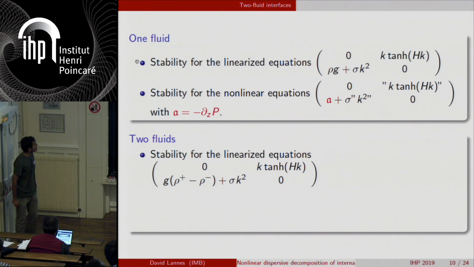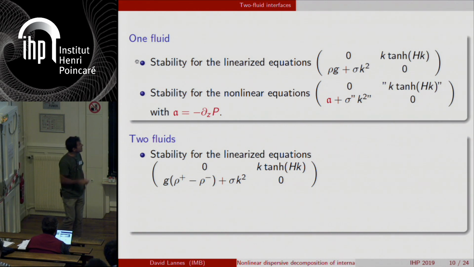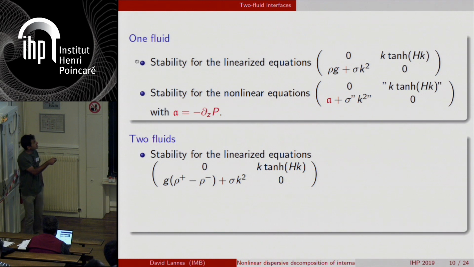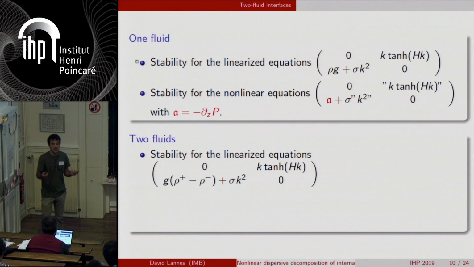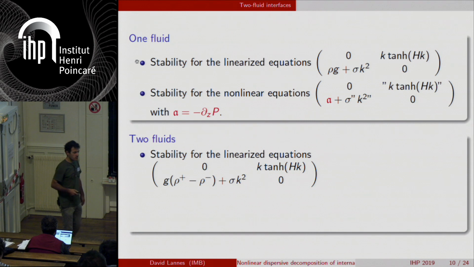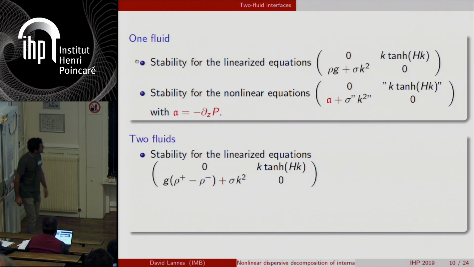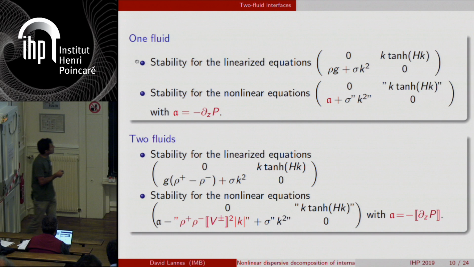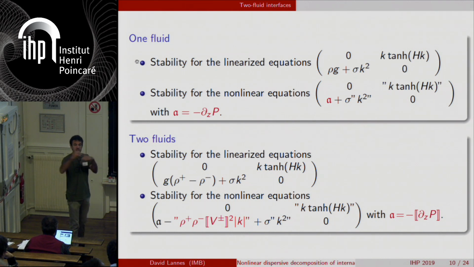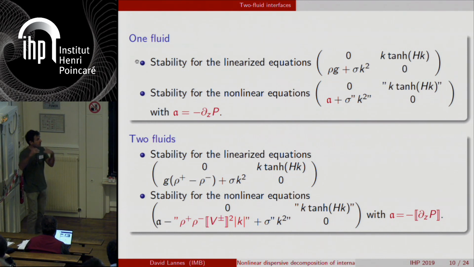Now for two fluids, if you look at the linearized equation like this, you don't see much difference. You have exactly the same matrix. The only thing that happens is that you replace gravity by relative gravity. So as long as rho plus is larger than rho minus, you still have stability. This is still positive if g is positive. You just have to put the heavier fluid below the lighter one. But then, if you look at the stability of the nonlinear equation, there is something new here. And the something new is that you can have a discontinuity between the tangential velocity of the two fluids.